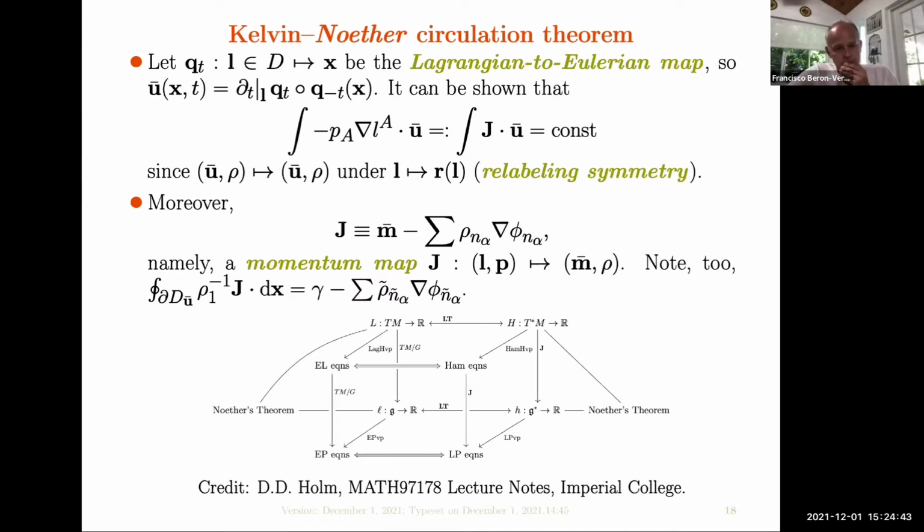For those with some knowledge of Hamiltonian dynamics, this is a quite relevant quantity. We call it a momentum map. The reason we have this concept is that it is associated with the symmetry in the system under relabeling of fluid particles. So the velocities and this rho don't change if we arbitrarily change the labels assigned to fluid particles.